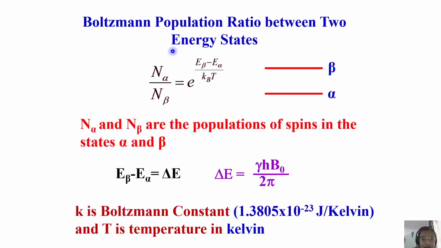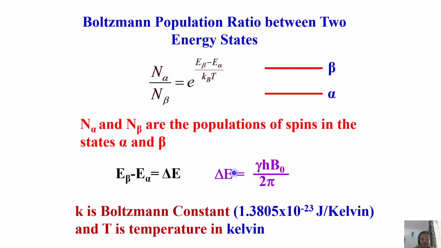N alpha and N beta are the population of states alpha and beta. Delta E is the energy. Fine. What is delta E? How do you know delta E? Delta E is nothing but gamma h into B naught over 2 pi. We already found out, while we were trying to get the resonating frequency, what delta E is. Delta E is given by gamma h cross B naught. h cross is written as h over 2 pi. It's Planck's constant.